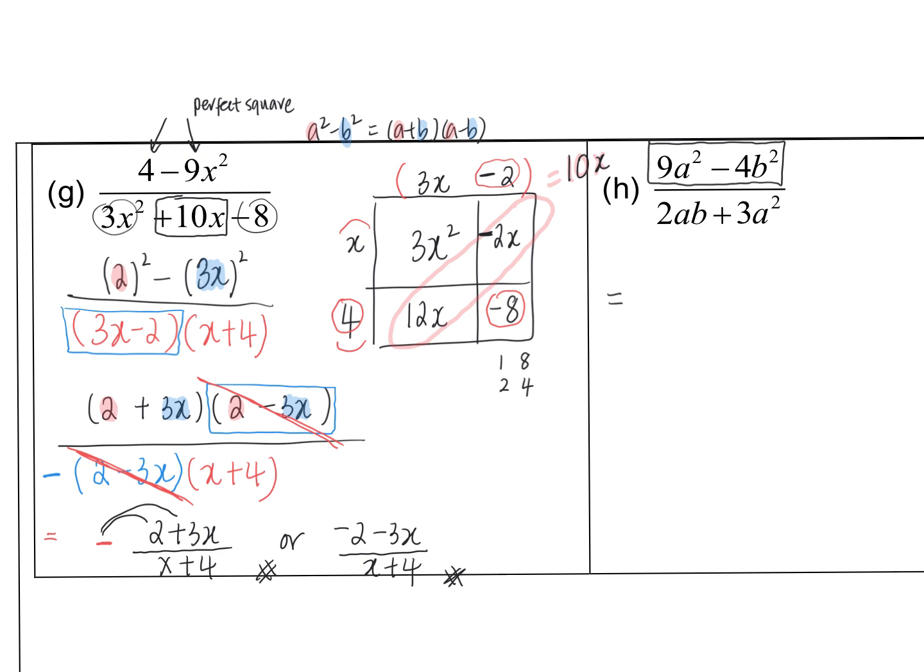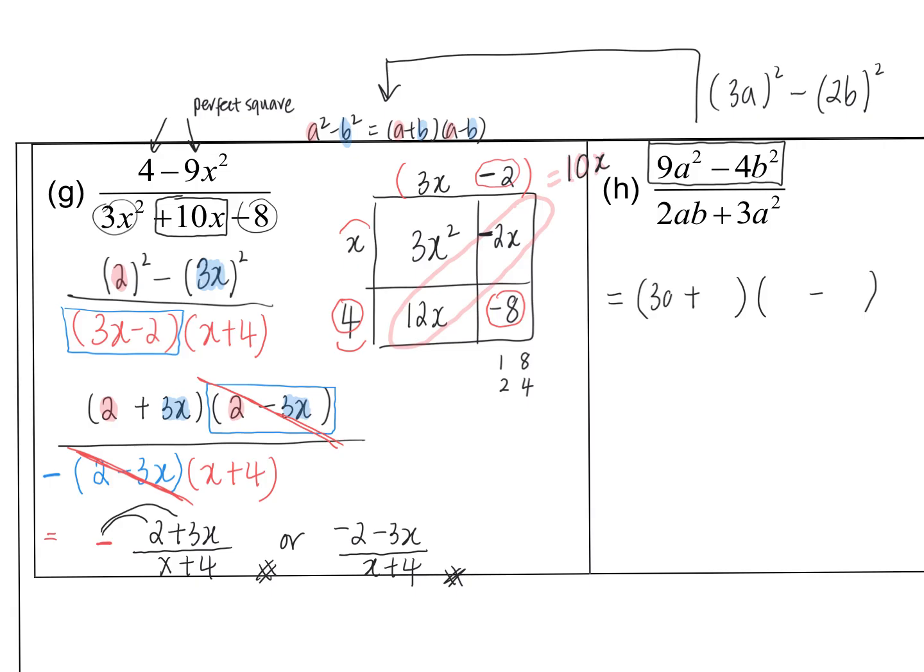Okay, these two terms, make use of this rule. Can you tell me what you will end up with? One plus, one minus. How can you change this? 3A, 3A. Then this one is? 2B. Yes. So what should I put here in the two brackets? 3A plus 2B. Yes. Then the other one? 3A minus 2B. Yeah, that's all. So the numerator, you just factorize into these two.